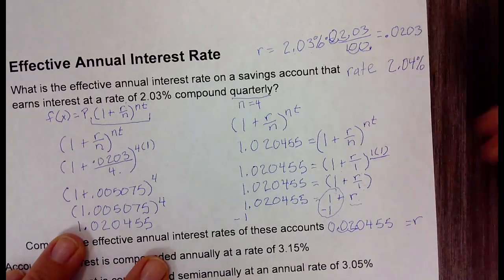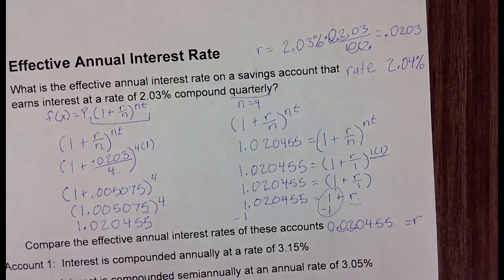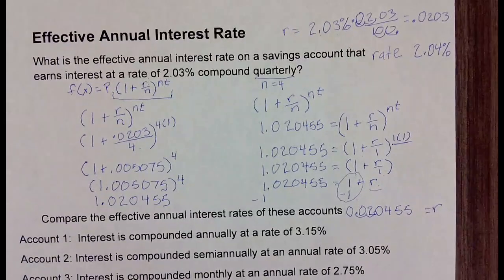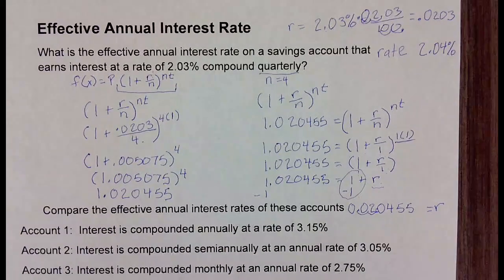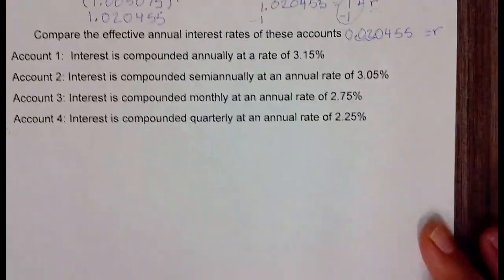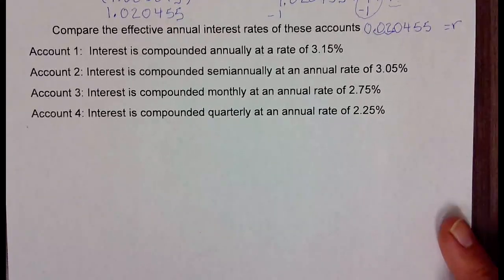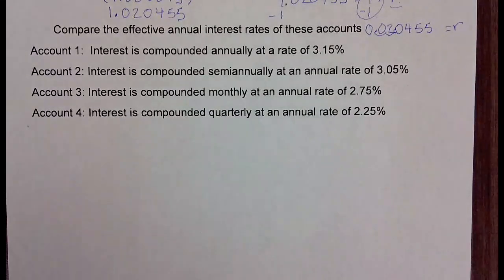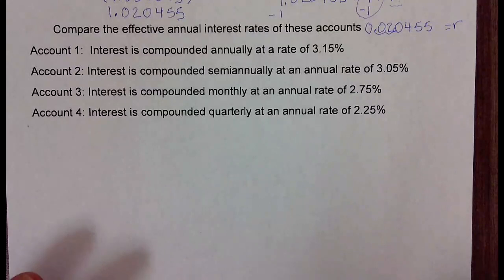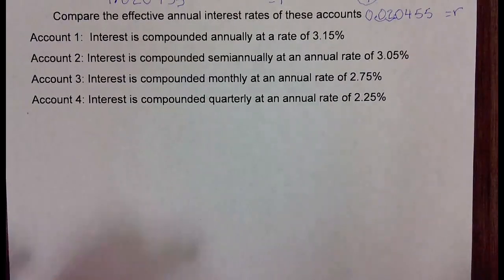2.04%. And then we can compare that to other annual interest rates because they're compounding the same number of times each year. And that's what we're going to do here. We're going to compare annual interest rates in these accounts. I have 3 accounts here.